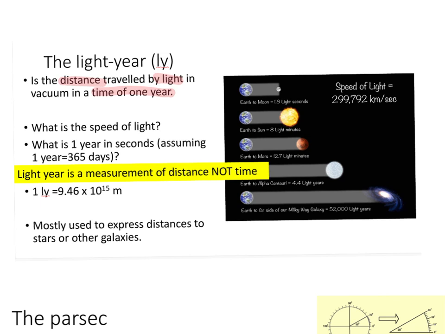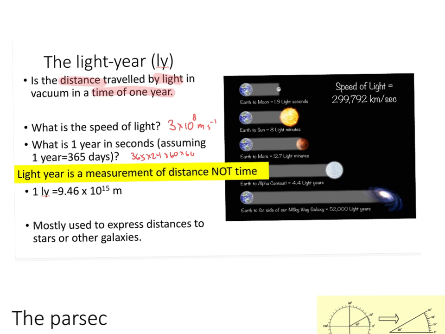What is the speed of light? We already learned that in chapter 11, I think. So that's 3 times 10 to the 8 meters per second, or 300 million meters per second. And 1 year in seconds is given to you in the formula booklet. If you don't remember it, just use it from the formula booklet, or you can quickly calculate it: 365 days times 24 hours each day times 60 minutes times 60 seconds.